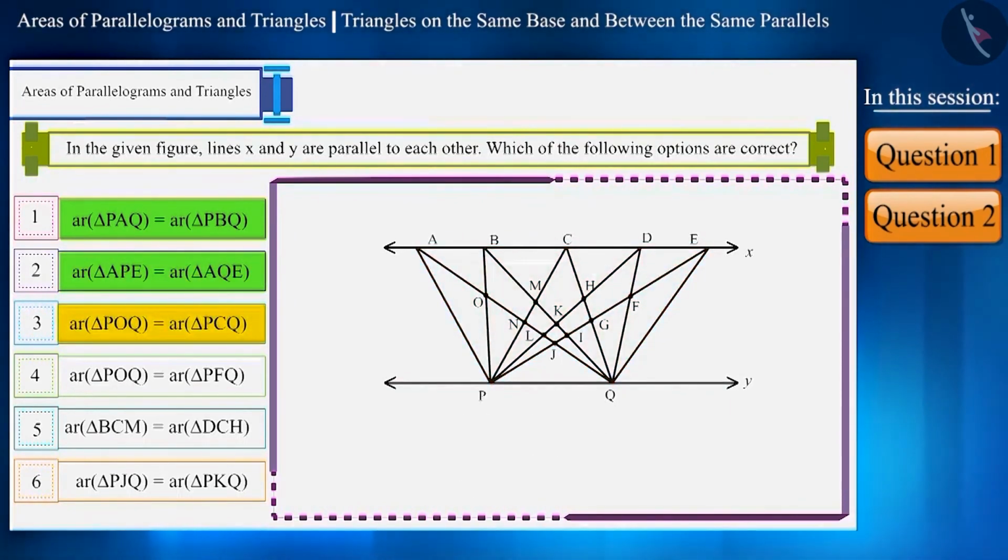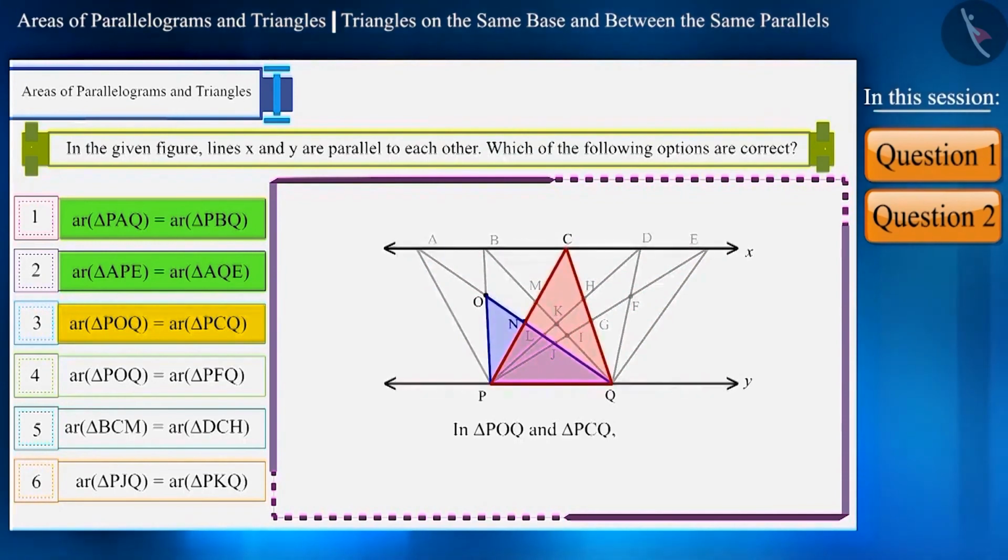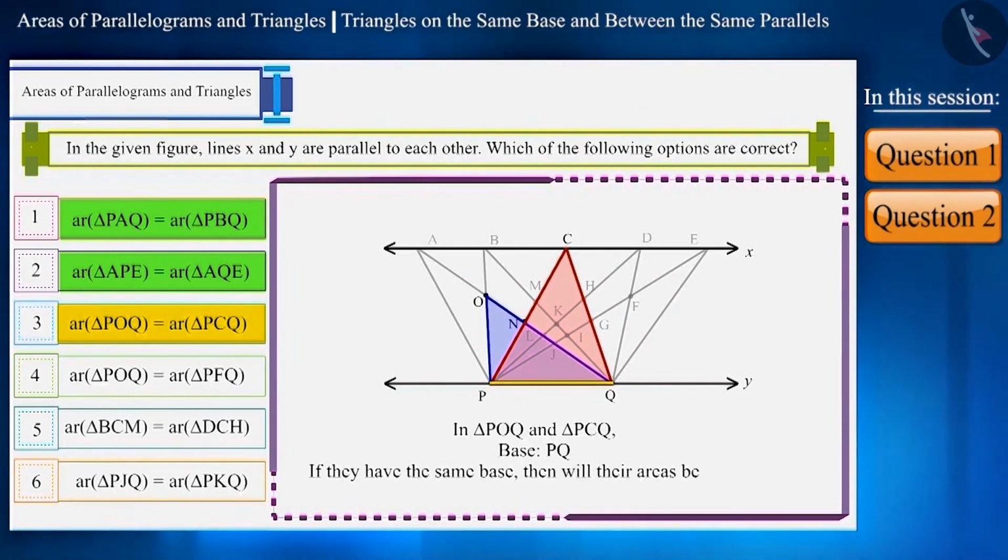Let's move to the next option. Look at triangle POQ and triangle PCQ carefully. They have a common base PQ. If they have a common base, then will their areas also be equal? No. We can see that these two triangles are not situated between the same parallel lines. Therefore, the areas of these triangles will not be equal. So, this option is incorrect.